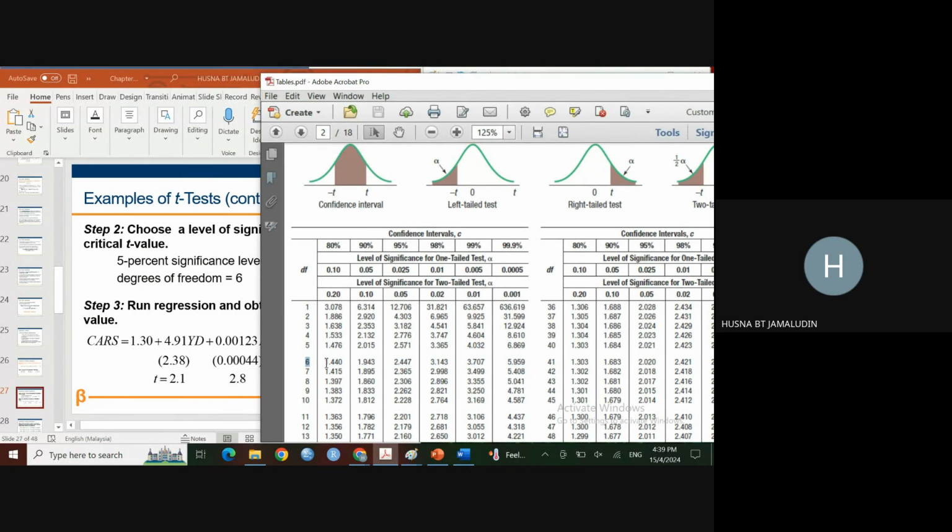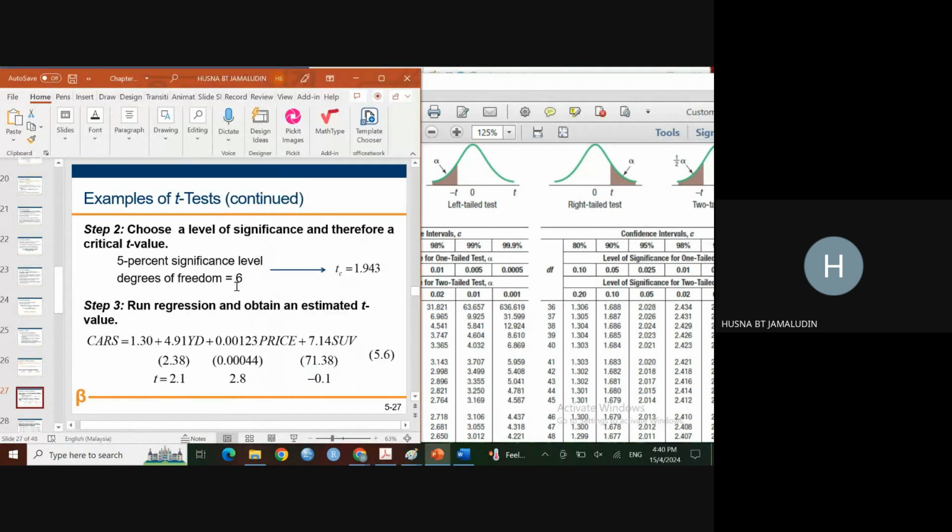Some students just simply take this. No. This is actually 10% for a one tail test. You are looking at 5%. So the value is 1.943. This is your CV. CV is a bit tedious because you have to go to the T table, but it's okay. This is just the process. And then you run the regression and you get the estimated T value. You know how to compute the T value, right? We just learned how to compute the T value.